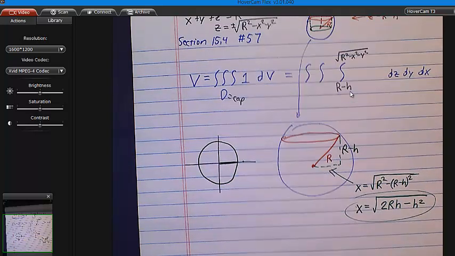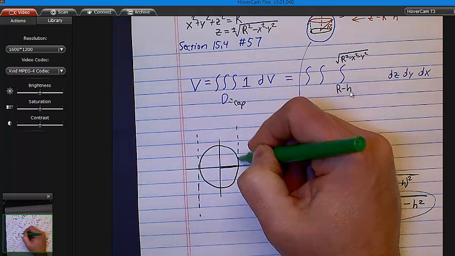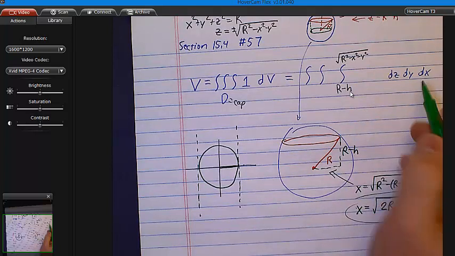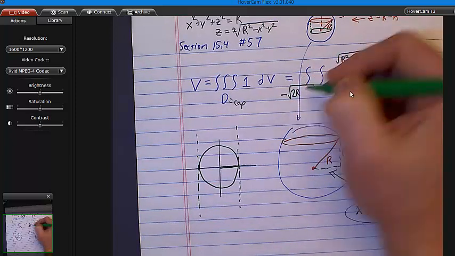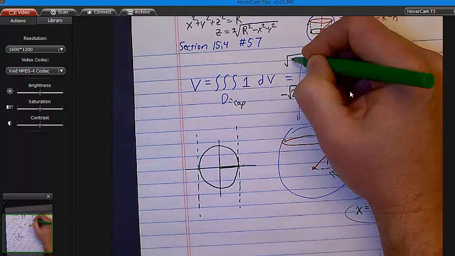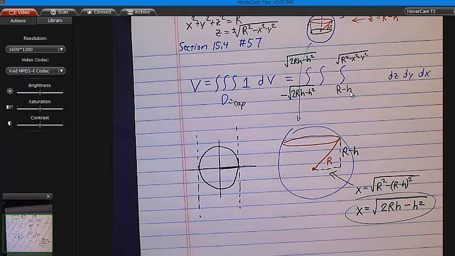So switch it. Remember how I do this now. Switching to polar is probably a good idea at this point, because if not, what are we doing? The x value would go from negative square root of 2rh minus h squared to positive square root of 2rh minus h squared. Do we want to use symmetry? Oh yeah, we do. I'm just writing it out. I mean, you could argue, hey Paul, if you can write it out, plug it in a computer, you're done, right?